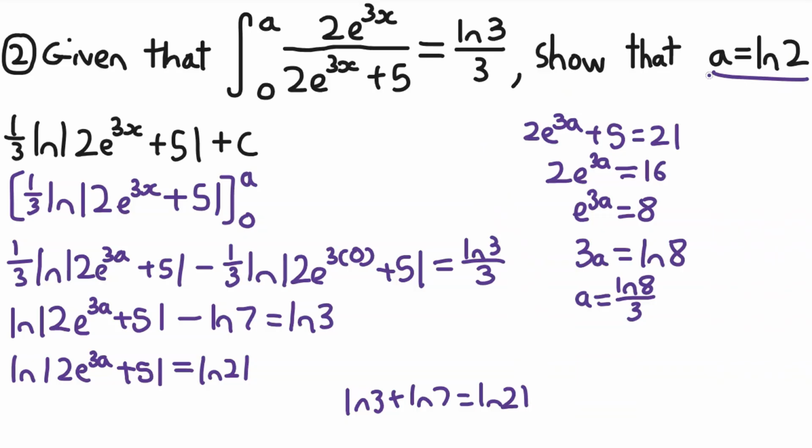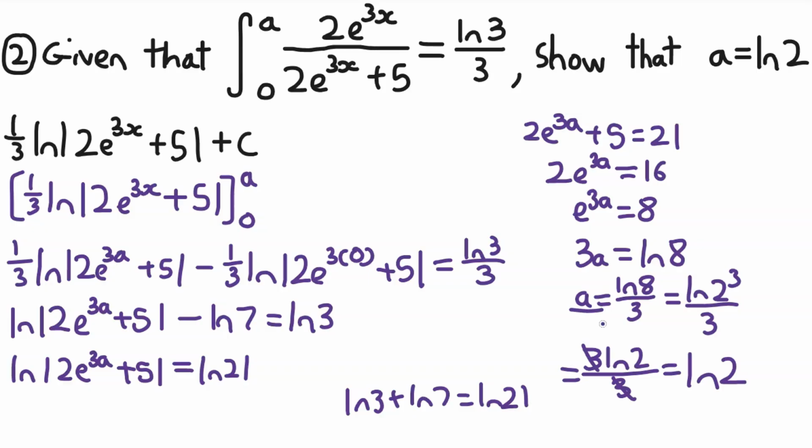We need to show that this is equal to the natural log of 2, which we can do because remember that 8 is 2 cubed like this here. 8 is 2 cubed, and therefore as we've got 2 to the power of 3 here, we can move this 3 in front of the natural log. So it's 3 and then the natural log of 2 divided by 3, and then we can cancel down these 3's, so we're just left with the natural log of 2. So a is equal to the natural log of 2.